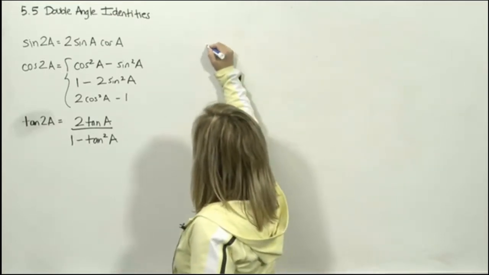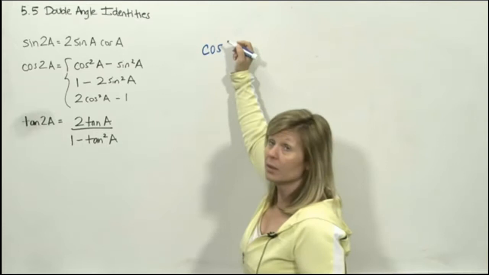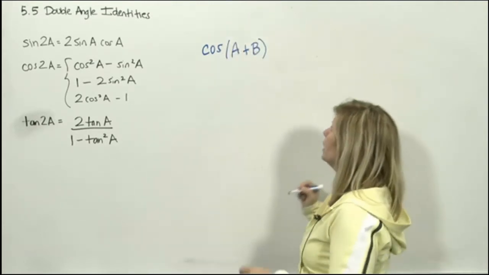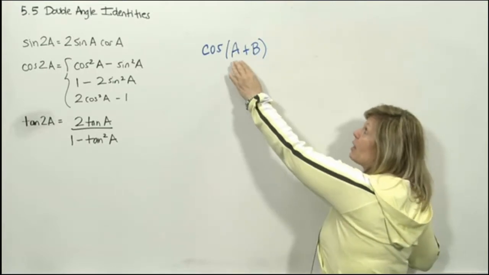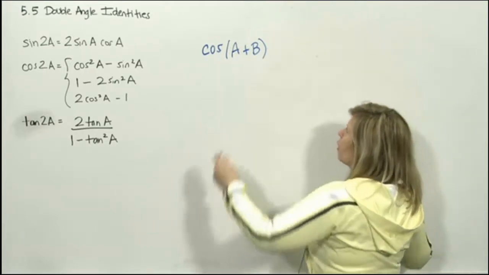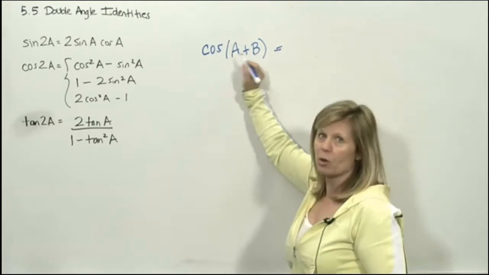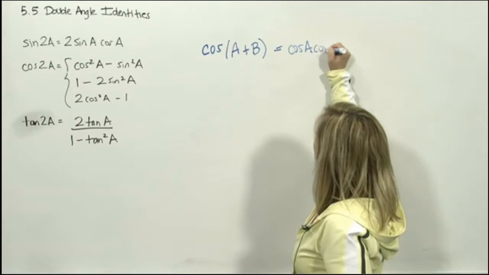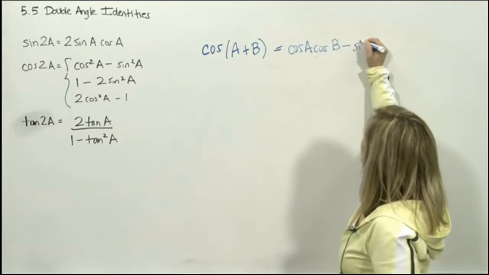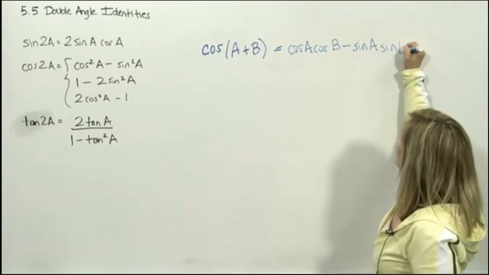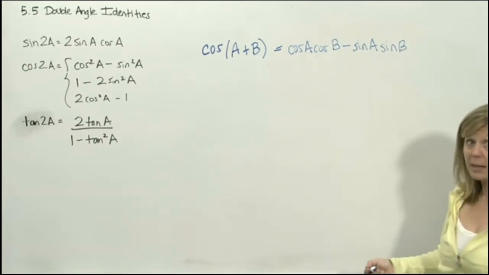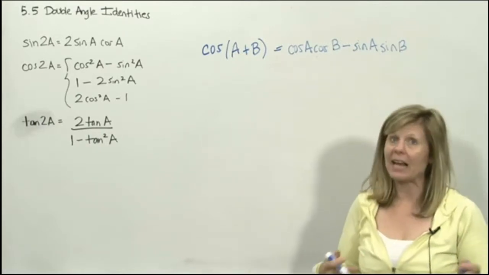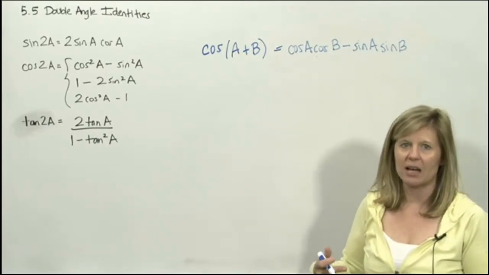So if you remember, we learned the sum identity in 5.3 for cosine of A plus B. If you had angle A plus angle B and you want to find the cosine value of that, we couldn't distribute the word cos. Instead, it really equals cosine A, cosine B, minus sine A, sine B. Everybody's with me? When we use the variables A and B, that is implying that angle A and angle B are not the same size.